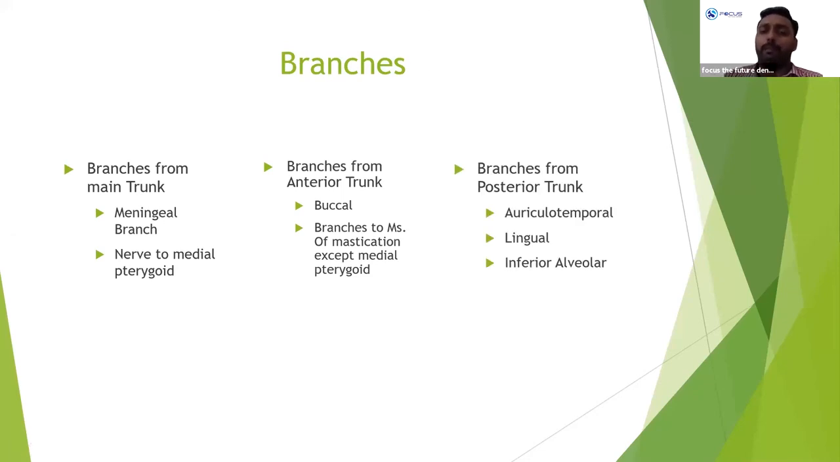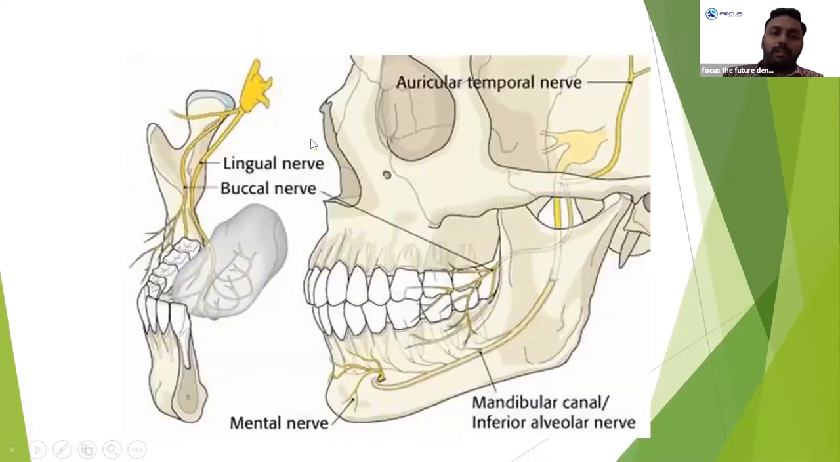What about the branches from the posterior trunk? You have the auriculotemporal, the lingual, the inferior alveolar, and one more, that is the mylohyoid. So that's simple enough, I guess. This is the auriculotemporal nerve, which goes up. While going up, it is going to supply the TMJ region.